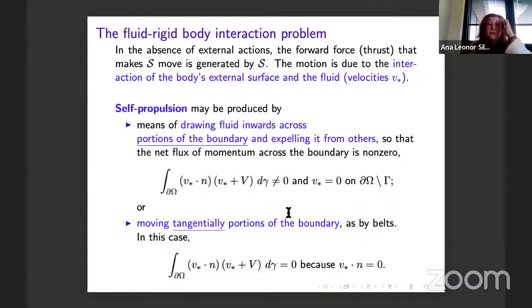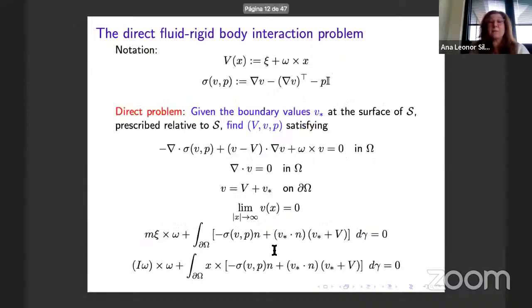Now, another situation that we are interested in is the case of a rigid body moving, for instance, by a kind of belts on its surface, and in this case, this v star is tangential to the boundary. Okay, so we have v dot n equal to 0, and these integrals here are going to disappear in the equations. Somehow this is good for us because the equations are going to be a little bit lighter. So we are going to consider these two types of controls in our problem.